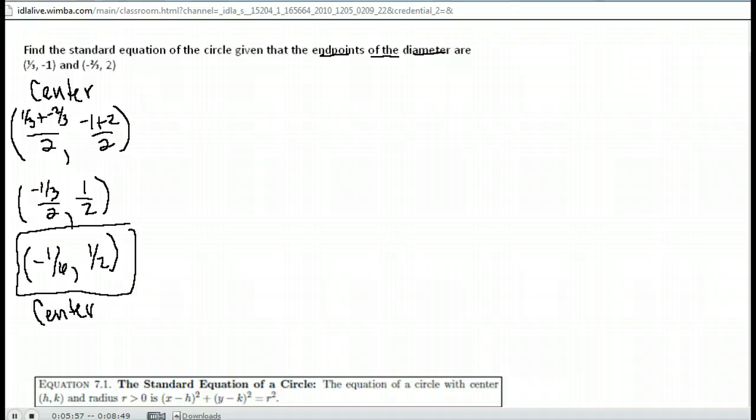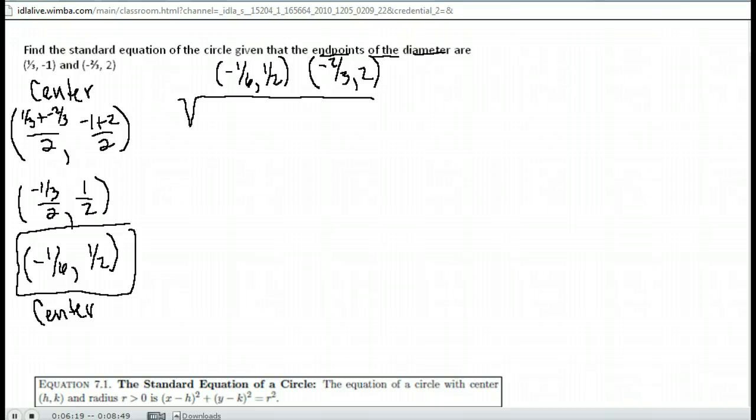Well, the radius is going to be the distance from our center, which we just found was negative 1/6, 1/2, to any point on the edge of that circle. Let's say, and you could pick either of the two they gave you, I'm going to go with negative 2/3, 2 this time. Okay, again, we want to find the distance, so we use the distance formula with these points.